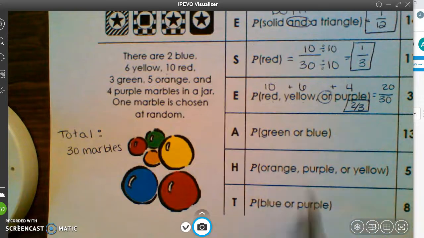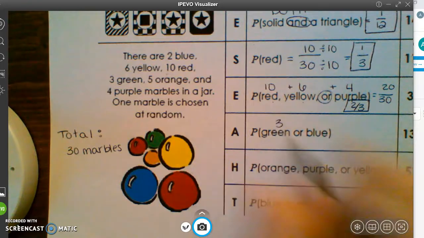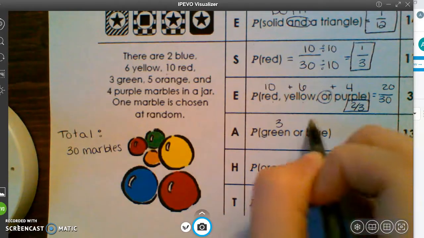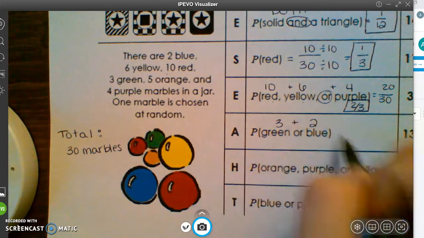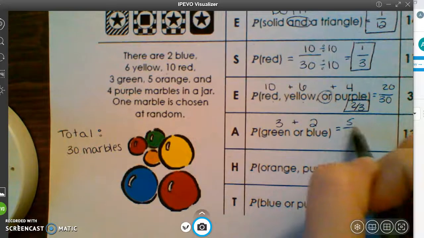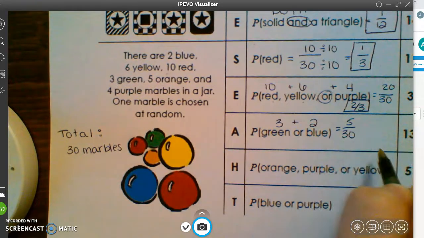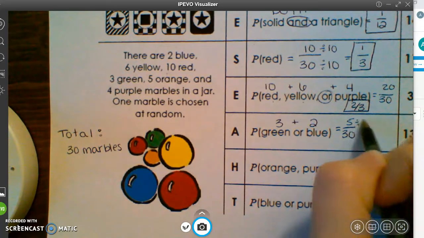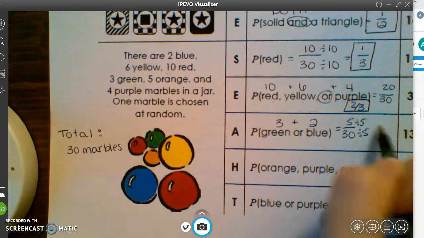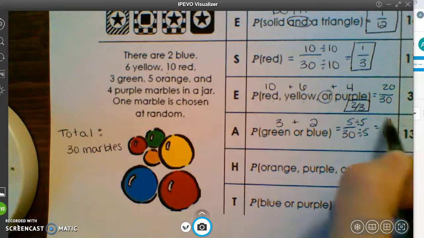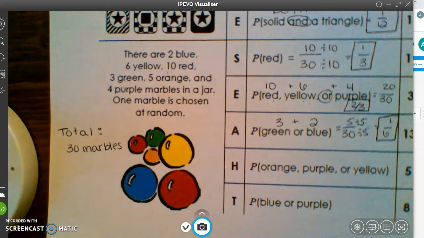You go ahead and try A. Pause and try. It's probability of green or blue, then come back. So I'm happy if I get a green or a blue. Well, I've got 3 greens and 2 blues. Since I'm happy with either one, I would add them together. That's a 5 out of 30 chance. And we can divide both of those by 5 and get 1/6.